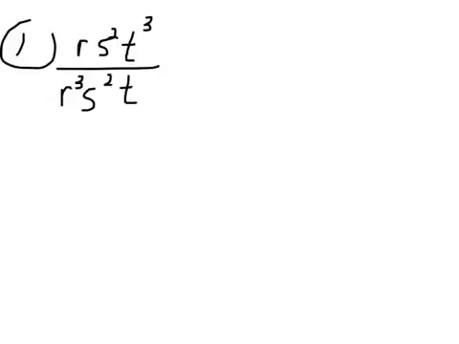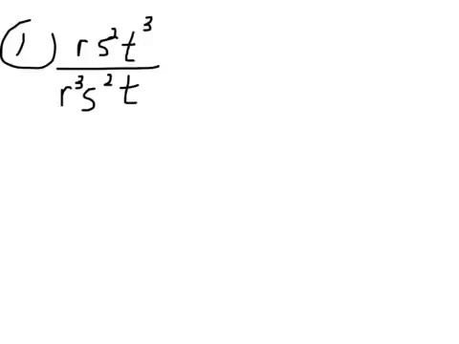13, let's see if we can do something similar. They've already put everything together for us. Okay, so it's r s squared t cubed over r cubed s squared t. All right, we got to remember our exponent rules. And again, if we've got fractions, that's like division, right? And so the rule for exponents, if we have division or fractions, is that we subtract the exponents.